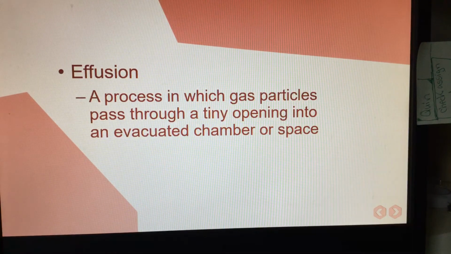Effusion is almost like diffusion, except it's when gas particles pass through a tiny opening into an evacuated chamber or space. The important part is they're passing through a tiny opening.